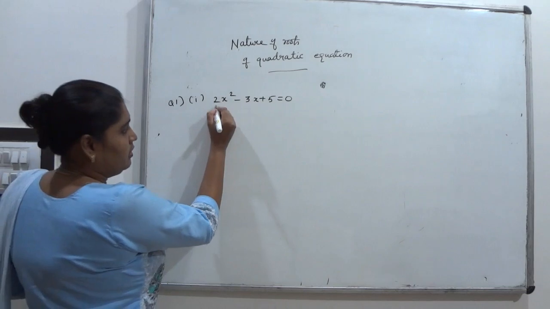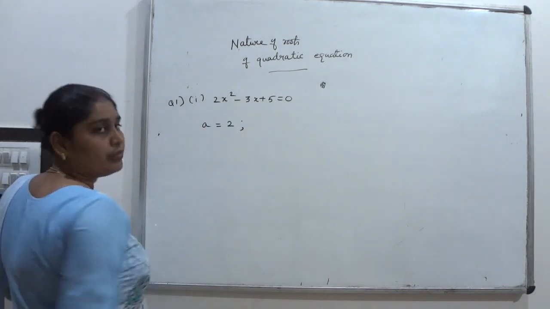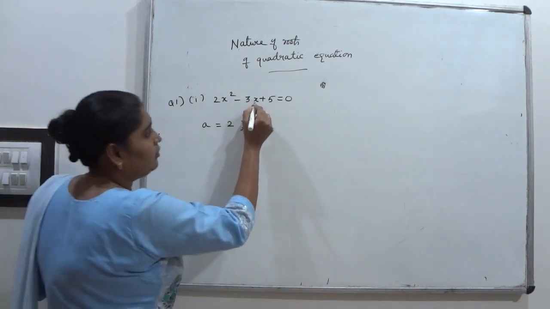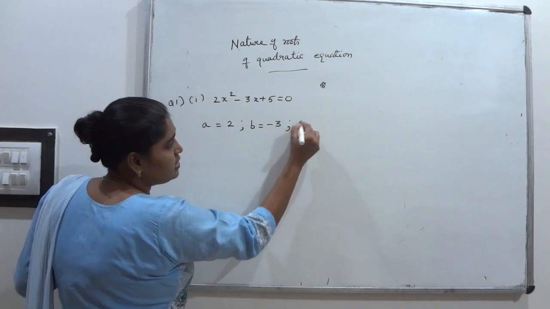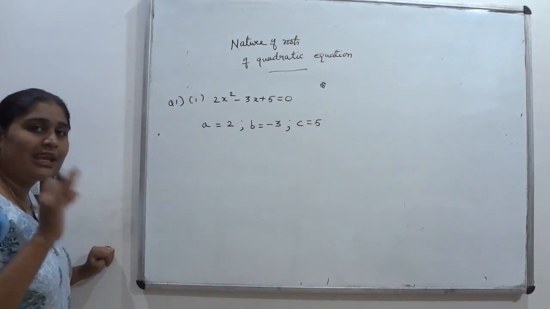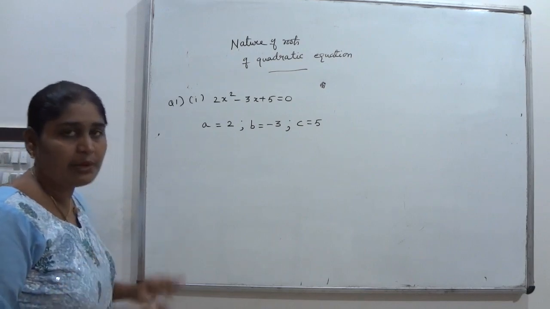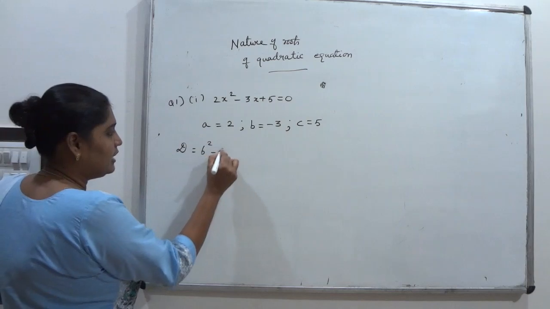The coefficient of x square is 2, that means a value is 2. The coefficient of x is b, that is minus 3. And c, the constant, is 5. First I am going to find out the capital D value, that is the discriminant, b square minus 4ac.